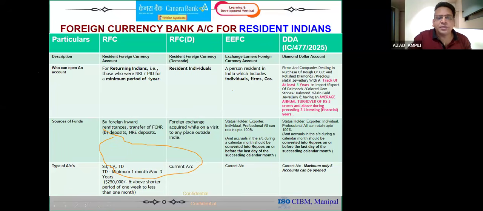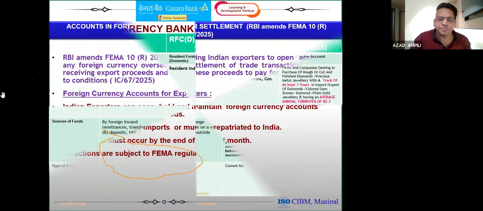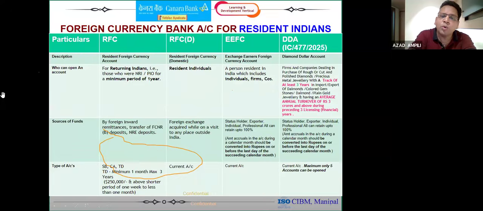And RFCD, resident foreign currency domestic. Who can open this account? You and me, who are residents of this country. When we go abroad, we may acquire some foreign currency, foreign exchange acquired while on a visit to any place outside India. Say I went to the US and got some dollars. I brought them to India. How do I keep that?